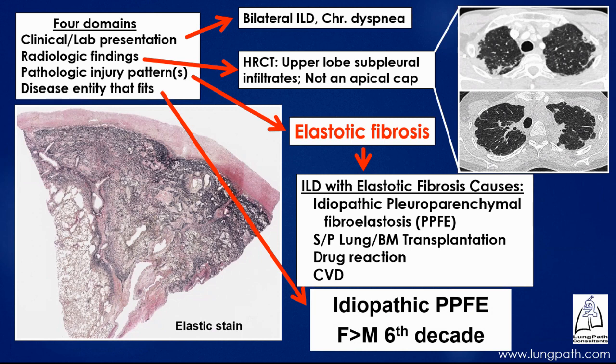It tends to be more common in women than men, particularly in the sixth decade. And this kind of fibrosis is being identified in more and more settings, sometimes as an additional finding in somebody who has something else in the lower lobes.